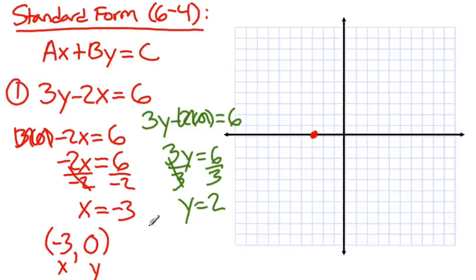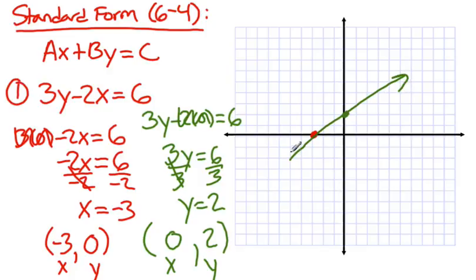So if I write this as an ordered pair, x comes first and y, like always. Y was 2, and x is 0. So I'm going to plot that point 0, 2. So we've graphed this using intercepts because we figured out where it crossed the x and the y axis.